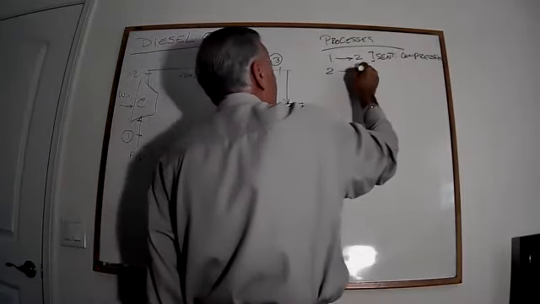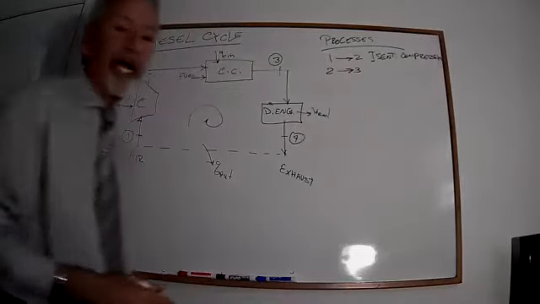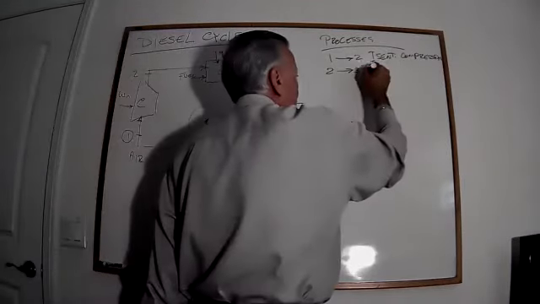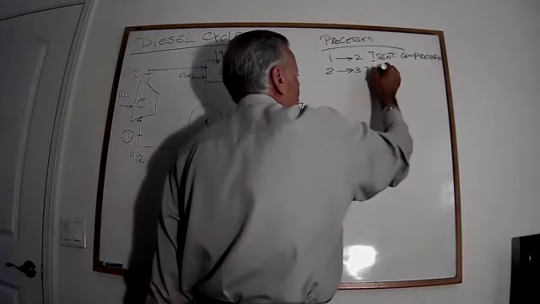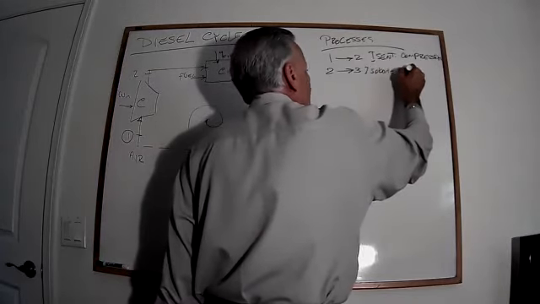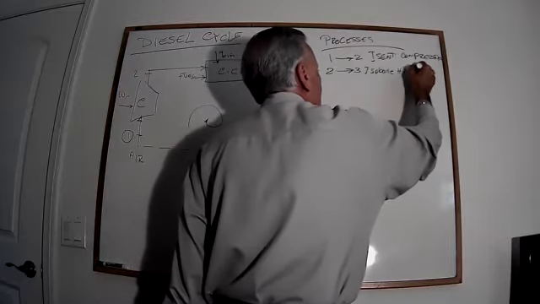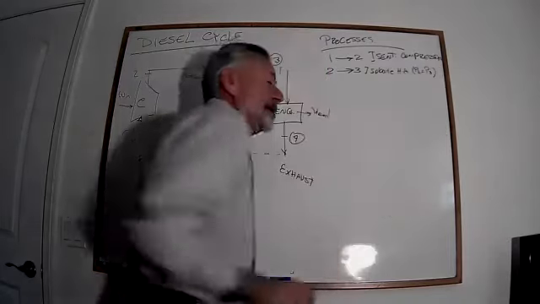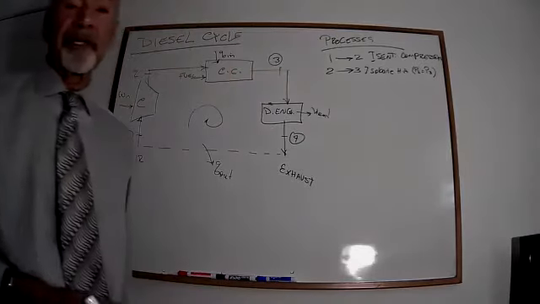Process 2 to 3. This is what he changed in the Otto cycle. Process 2 to 3 is isobaric heat addition, meaning P2 is equal to P3. Isobaric means constant pressure.